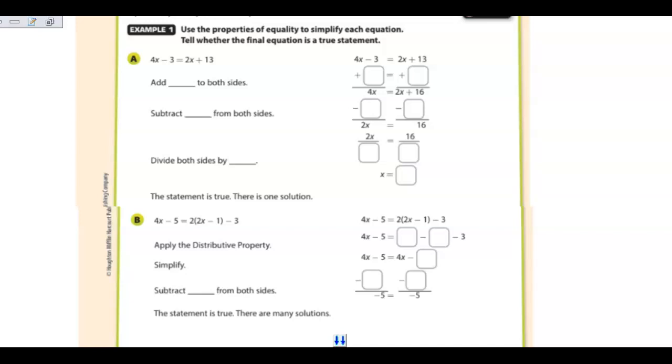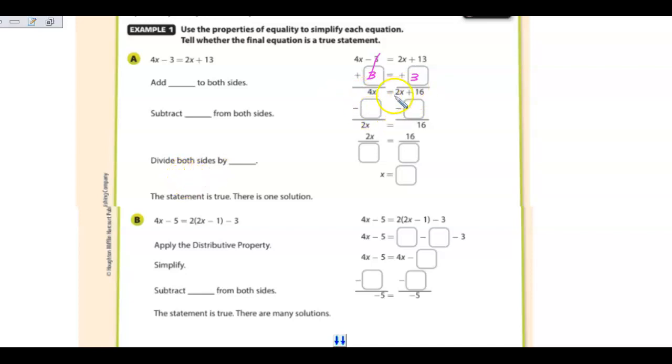So our first example is use the properties of equality to simplify each equation and tell whether the final equation is a true statement. Our first equation is 4x minus 3 equals 2x plus 13. The first thing they want us to do is to get rid of the whole numbers. So instead of moving the x term first, they want us to move the 3. So we're going to do the opposite of subtract, which is to add 3 to both sides. 13 plus 3 is 16, bring down 2x. This is gone. 4x is all that's left on the left.